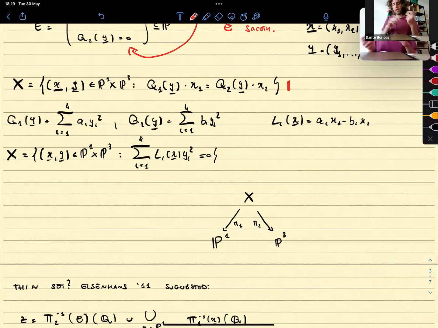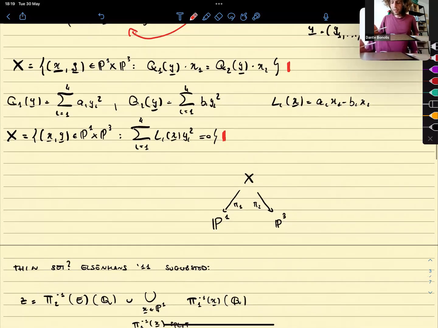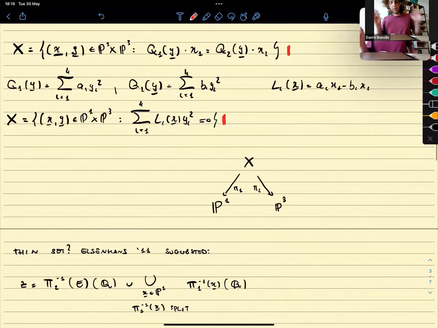Otherwise, we can do the other way around. We can fix X and then we get a quadric. And this is very visible in this equation, because this is basically a parametrized family of quadrics. Okay, so the next step is that, okay, this is our Fano variety.